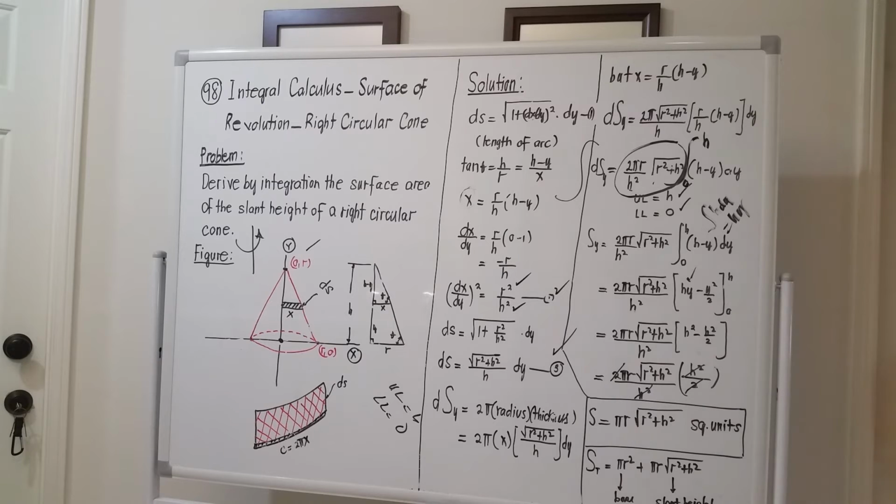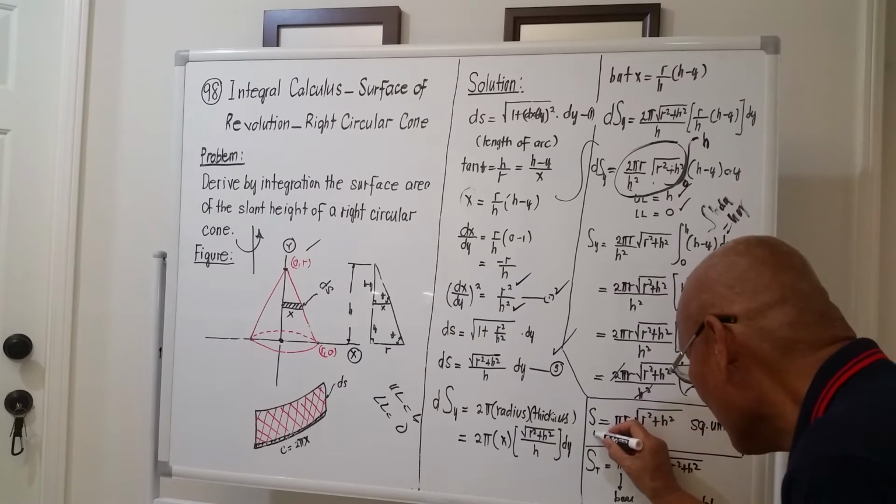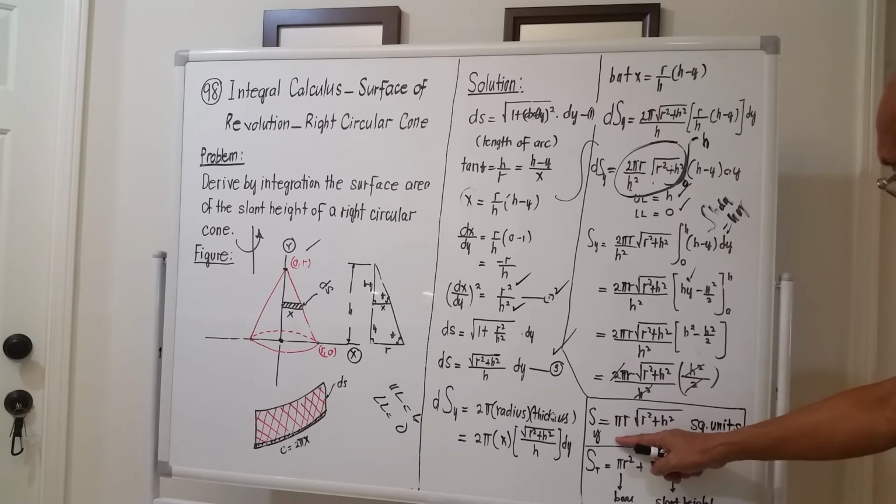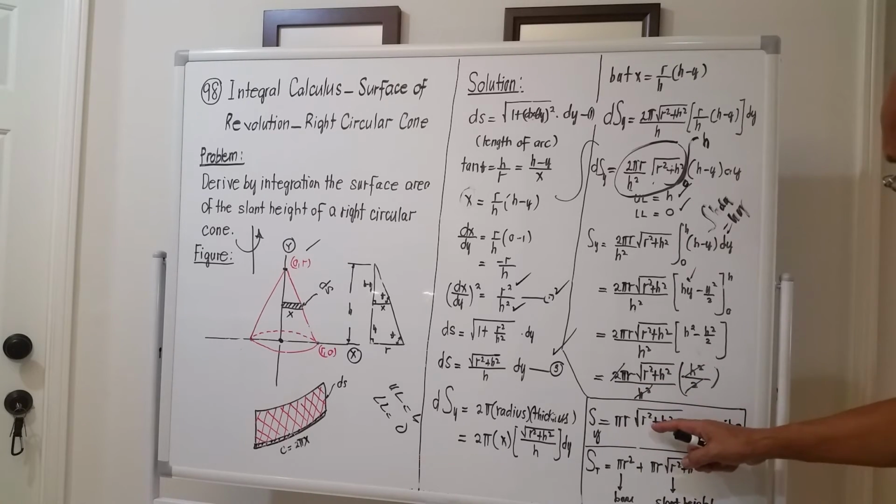So the final formula for taking, this is with the subscript y, the total surface area of the slant height for a right circular cone, this should be pi r times the quantity r squared plus h squared, square units. Square units, guys, not units. A unit length times a unit length will be square unit length. So this should be square units. So the slant height formula is this one.